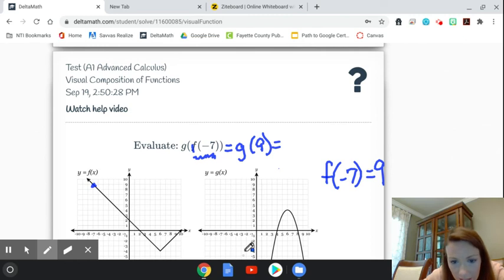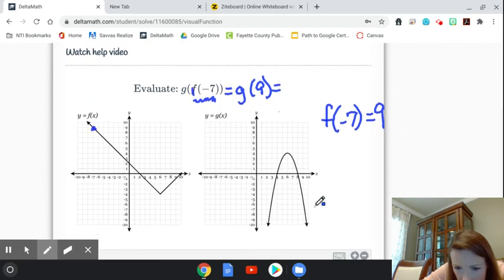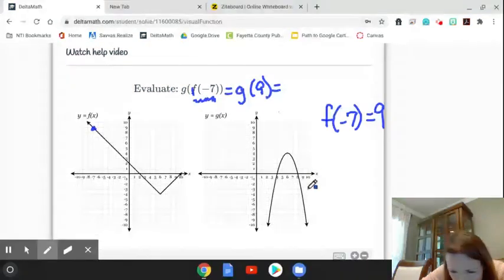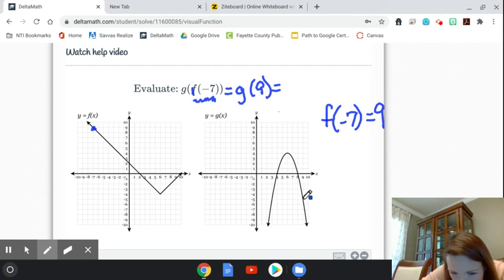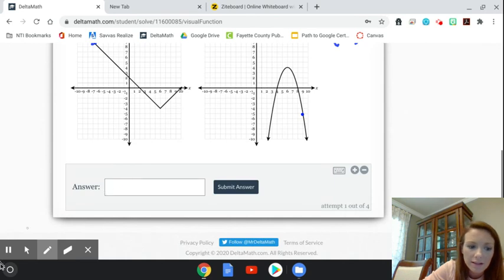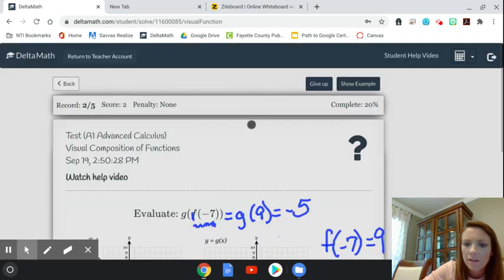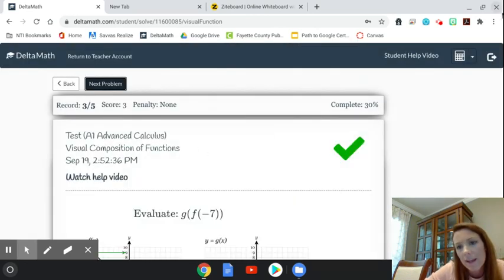So g of 9, I'll go to the g graph, go to where the output is 9, and it's getting hard to see. Maybe I can zoom in a little. Looks like it's right here at negative 5. So I'm going to say that's negative 5. I'm going to go type it in. And that's correct. So you'll have a couple like these, and then come back to the next video to see how your composition knowledge will apply to limits.